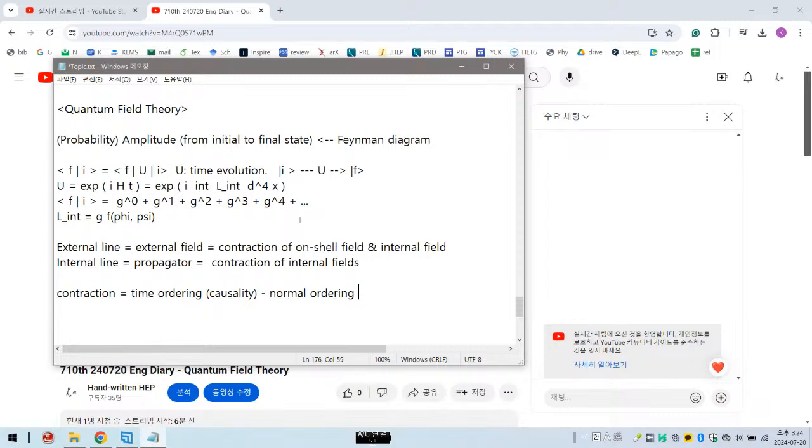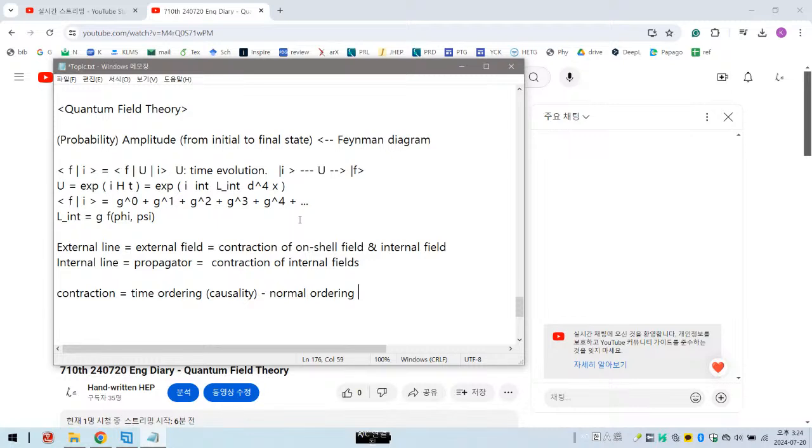So we reorganize from the time ordering to the normal ordering, and there will be some remaining term. It's called the contraction. This contraction corresponds to the propagator, which is the two-point correlation function, where two fields act on the initial state to the final state, and it tells us how the fields propagate from one specific point to another point.